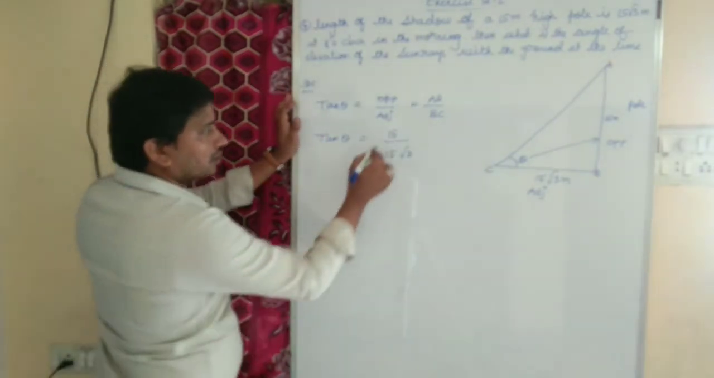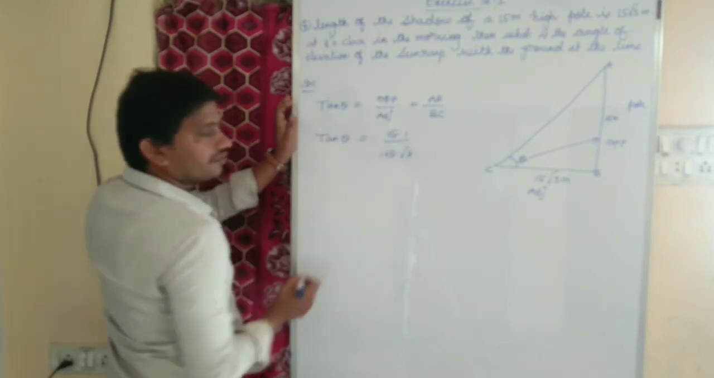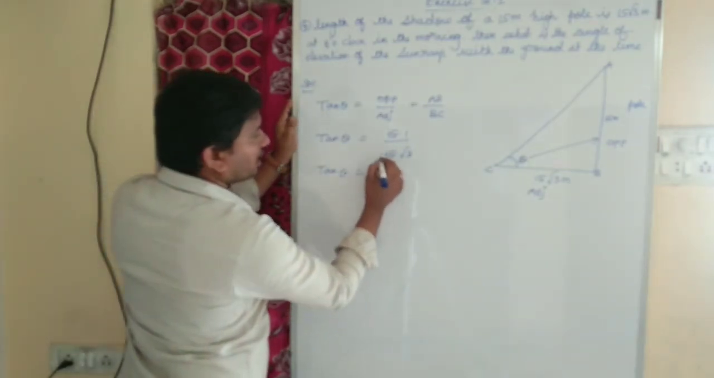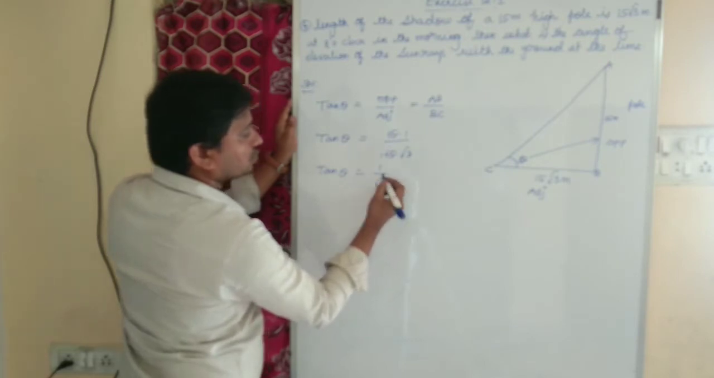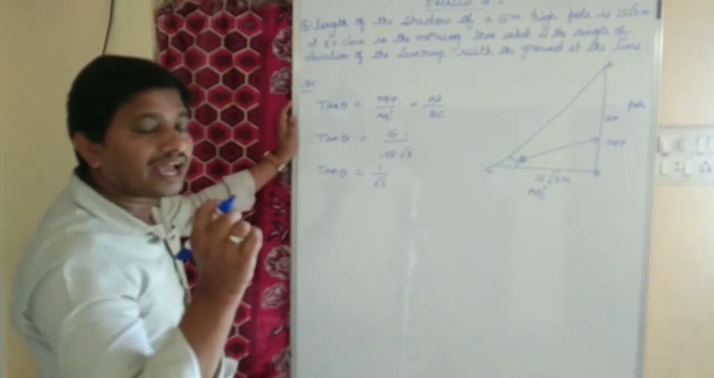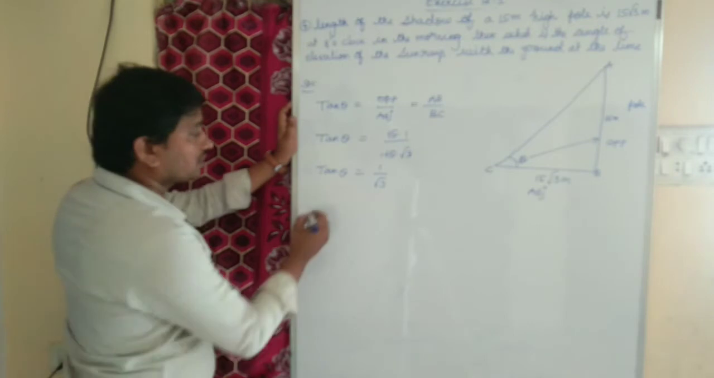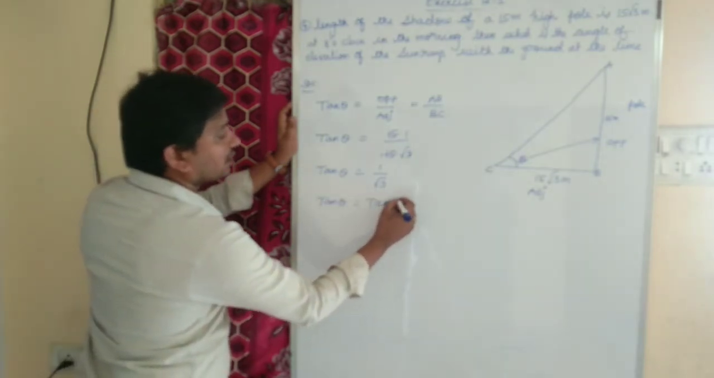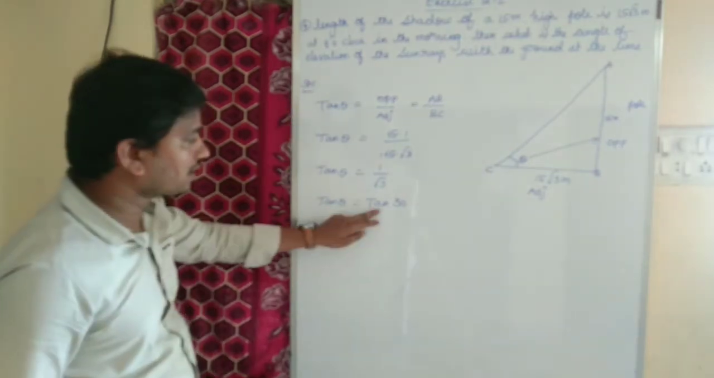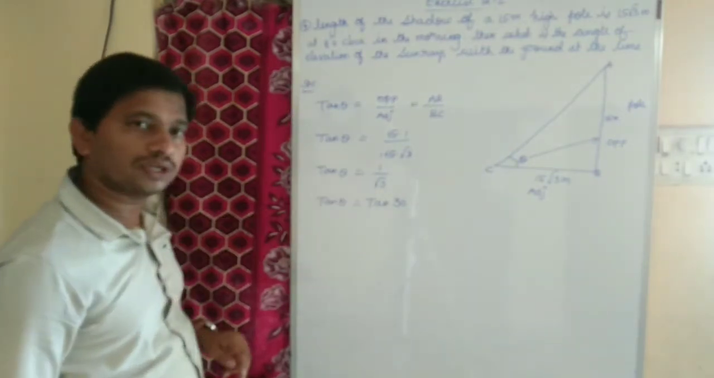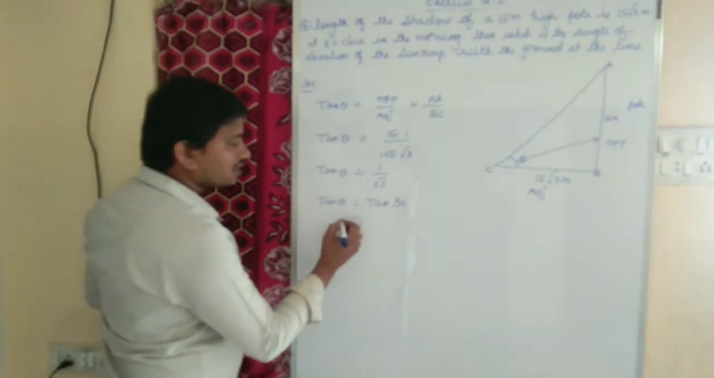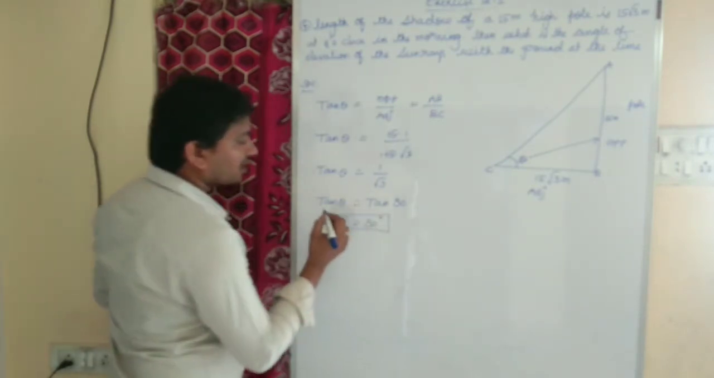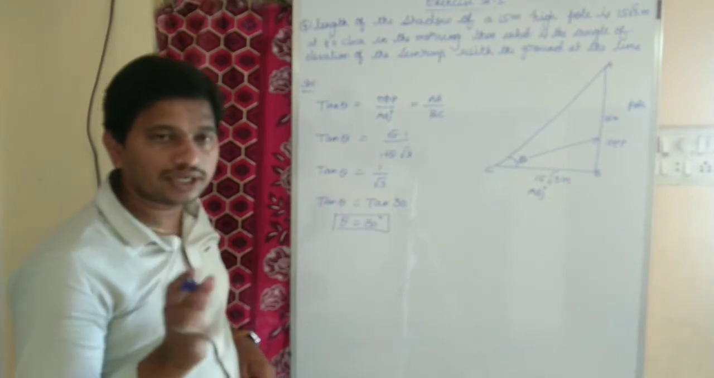So children, 15 cancels with 15. So tan theta equal to 1 by root 3. Children, tan which value is 1 by root 3? Tan 30 is 1 by root 3. Tan 30 value 1 by root 3. Yes. So tan gets cancelled. So what is the angle of elevation? Our angle of elevation is 30 degrees.